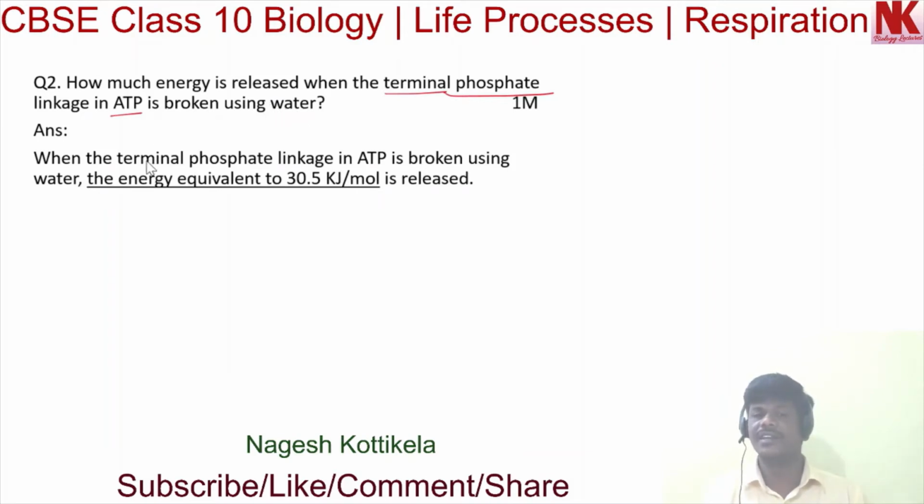The answer for this question is, when the terminal phosphate linkage in ATP is broken using water, the energy equivalent to 30.5 kilojoules per mole is released. This is again one of the most important questions for 1 mark. The answer for this question is energy equivalent to 30.5 kilojoules per mole is released.